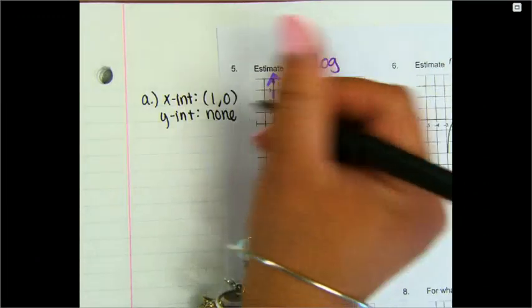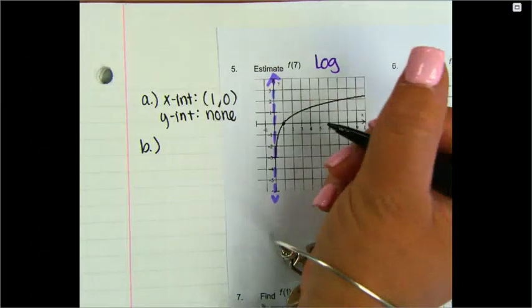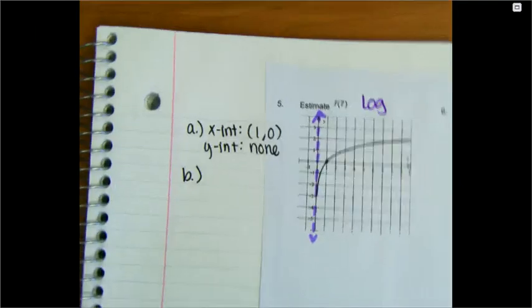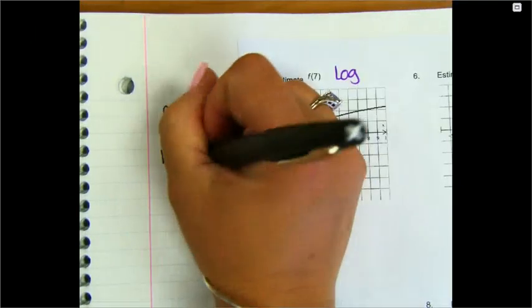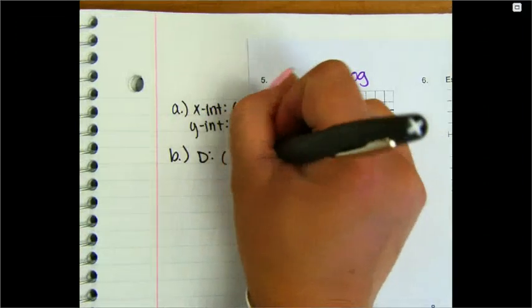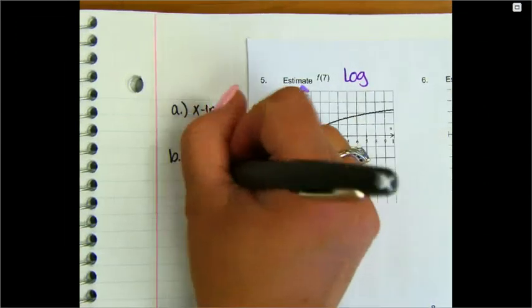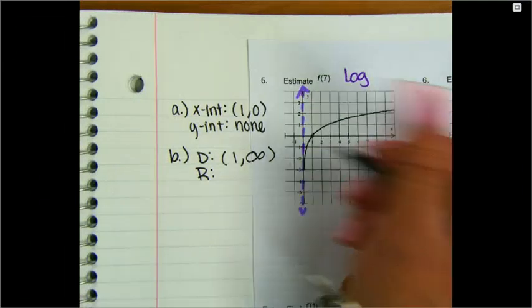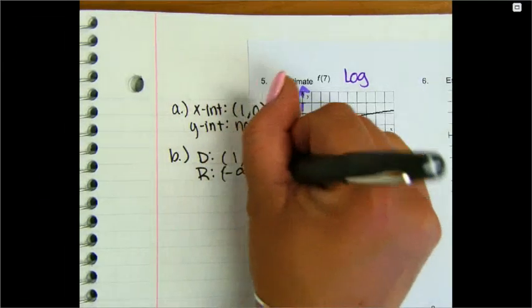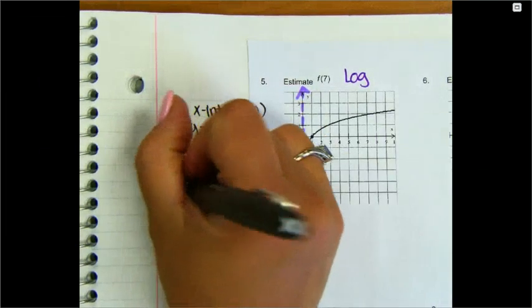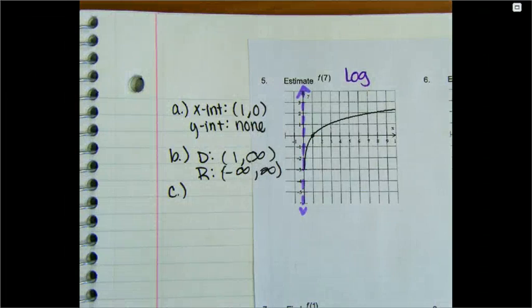All right, what's next? What's letter B? Domain and range? Okay. What's our domain? 1, positive infinity. Very good. What's our range? Good. Negative infinity to positive infinity. What's letter C ask? Is that what it says? Yeah. Okay.